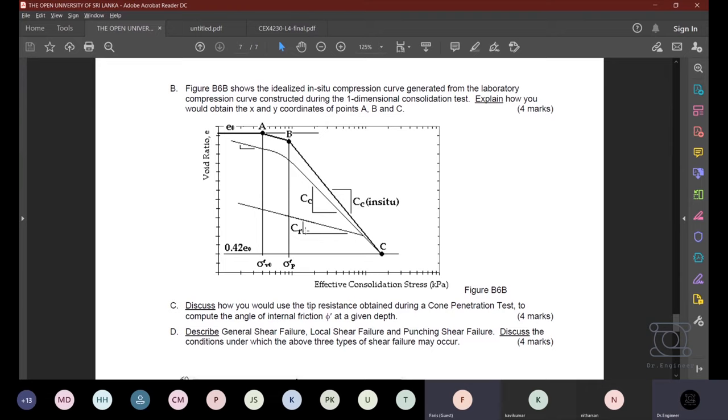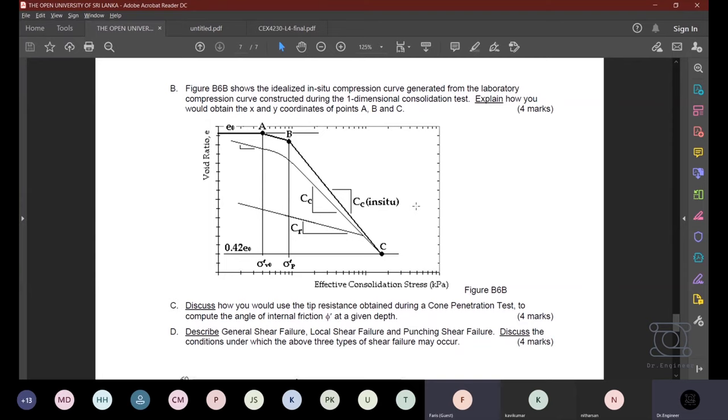CR, okay. Then 0.42 e naught, that is an empirical value, right? It has been determined from practice, from drawing a number of curves, that every virgin curve meets at this 0.42 e naught line. So this 0.42 e naught line and the virgin curve from your lab meet at point C. Once you know point C, you can connect BC and you can find the in situ CC.